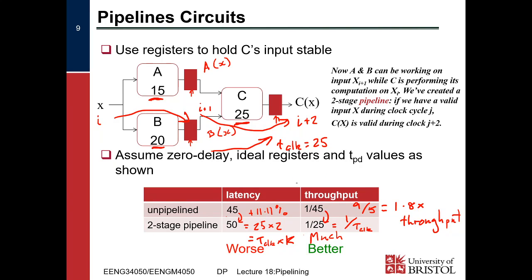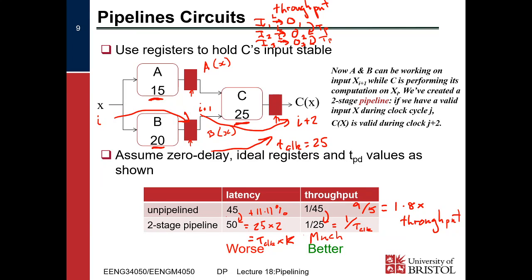Right, so remember our definition of latency and throughput. The throughput is defined as, we've got various inputs. I1 produces O1, I2 produces O2, I3 produces O3. The throughput is this time here, the time between outputs. The latency is the time taken to get from input to output. So we've got the latency here.